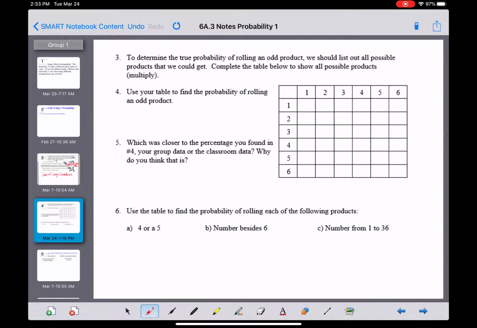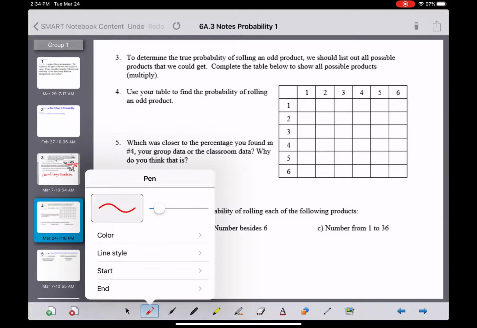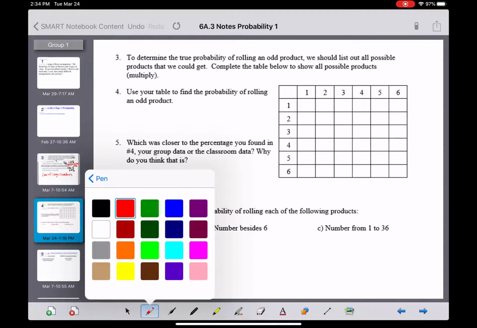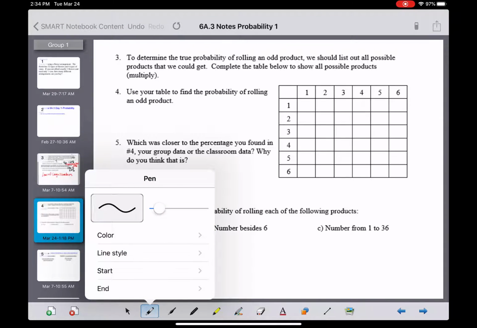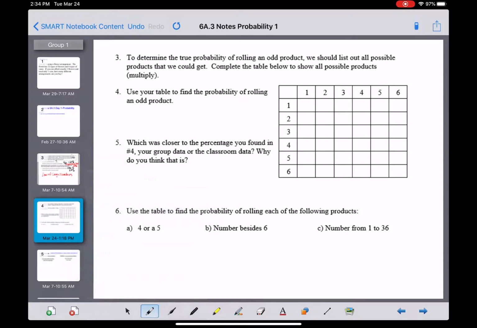So then number 3, it says to determine the true probability of rolling an odd product, we should list out all the possible products that we could get. Complete the table below and show all the possible products. So you are going to go ahead and do that. You're going to multiply 1 times 1, 1 times 2, and so on. And then you can look at this table when you finish. So I'm going to fill in this table.